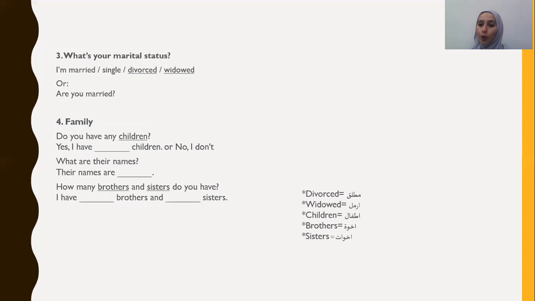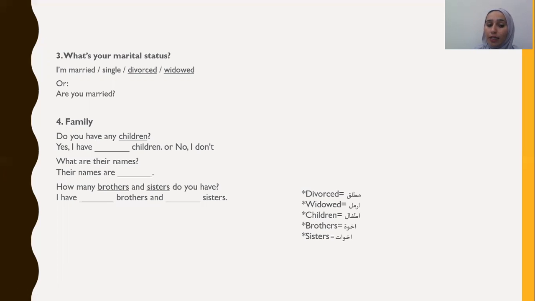Then to get to know a person a little bit more, you start asking them about their family. So if they are married, do you have any children? What are their names? If they are not married, how many sisters and brothers do you have? So you start asking about their family depending on the answer of their marital status. So what are their names if you want to ask about a person's children?